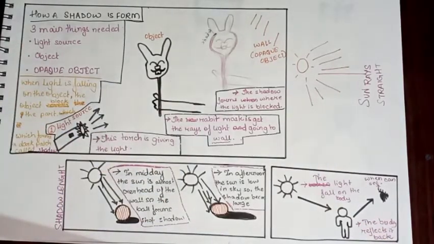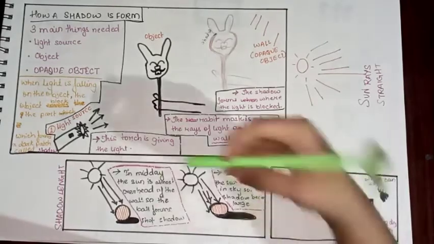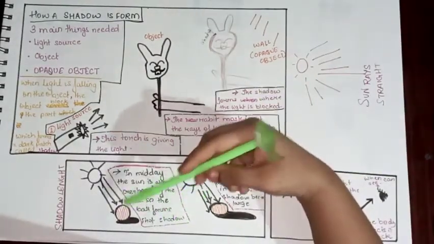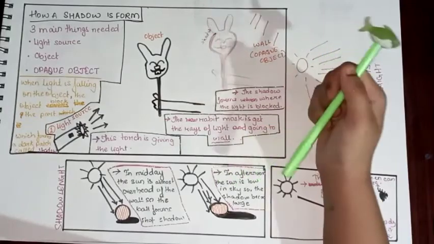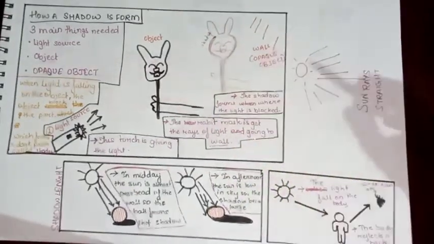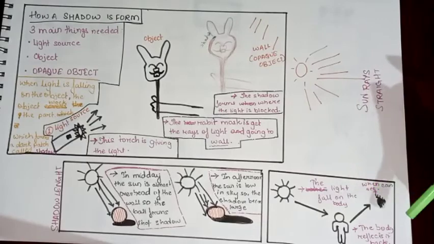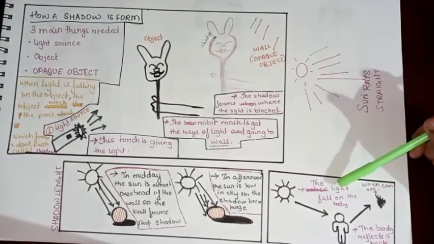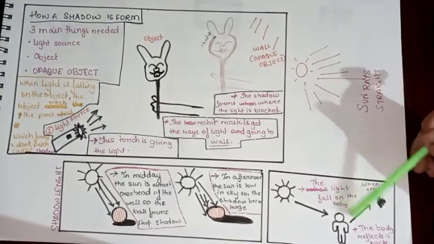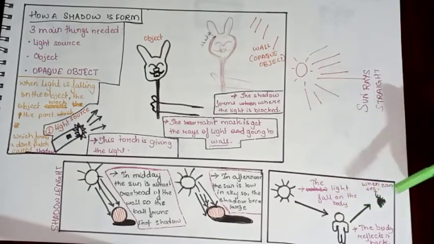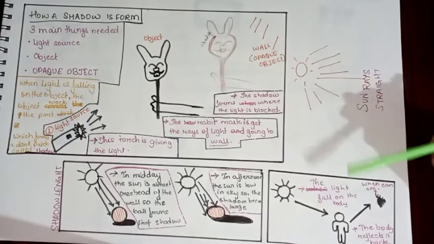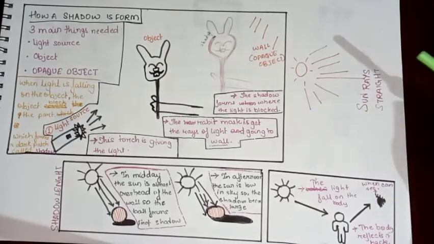Shadow length. In midday, the sun is almost overhead of the ball. So the ball forms a short shadow. In afternoon, the sun is low in the sky. So the shadow becomes large. So how do we see a body? The light falls on the body. First step, the body reflects the light back, and we can see the body. When the light is reflected, that is how we see the body.